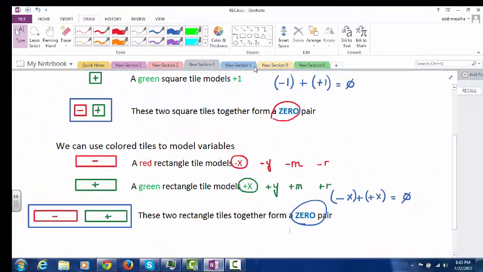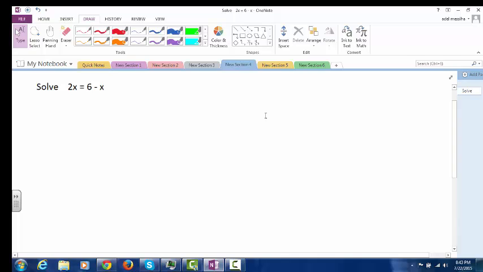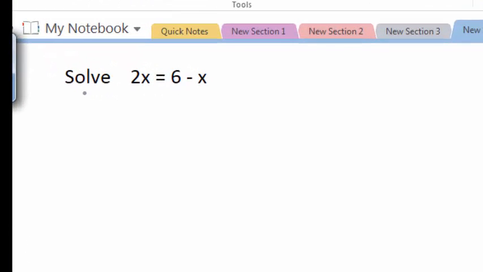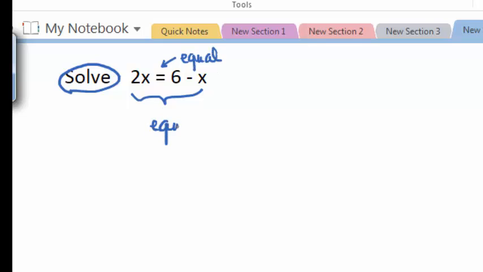So the next one is the most important part. This is a question. Solve 2x equals 6 minus x. First of all, the word solve means what? This is the first question. First of all, this is not an algebraic expression. Actually 2x is an algebraic expression, and 6 minus x is another algebraic expression. There is an equal sign, that means this is an equation. This is what we got from the definition. So I have an equation.